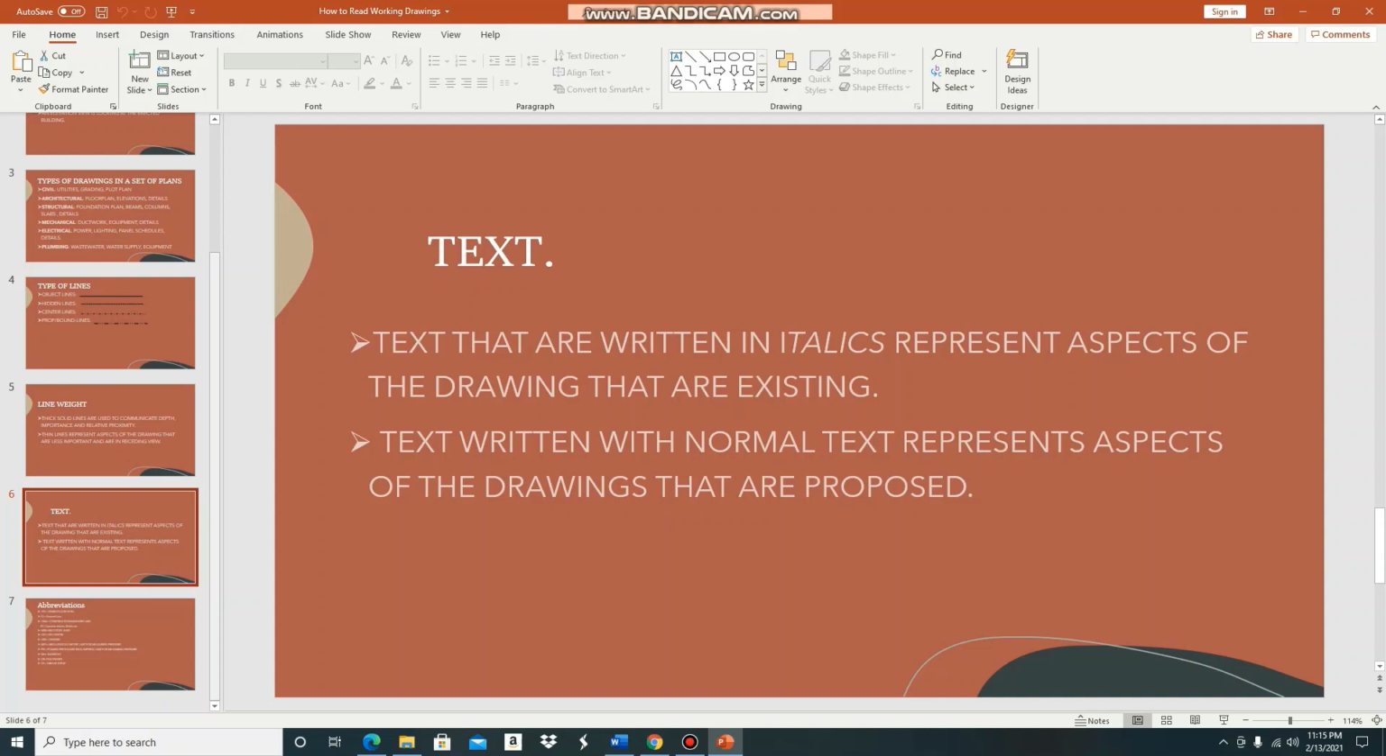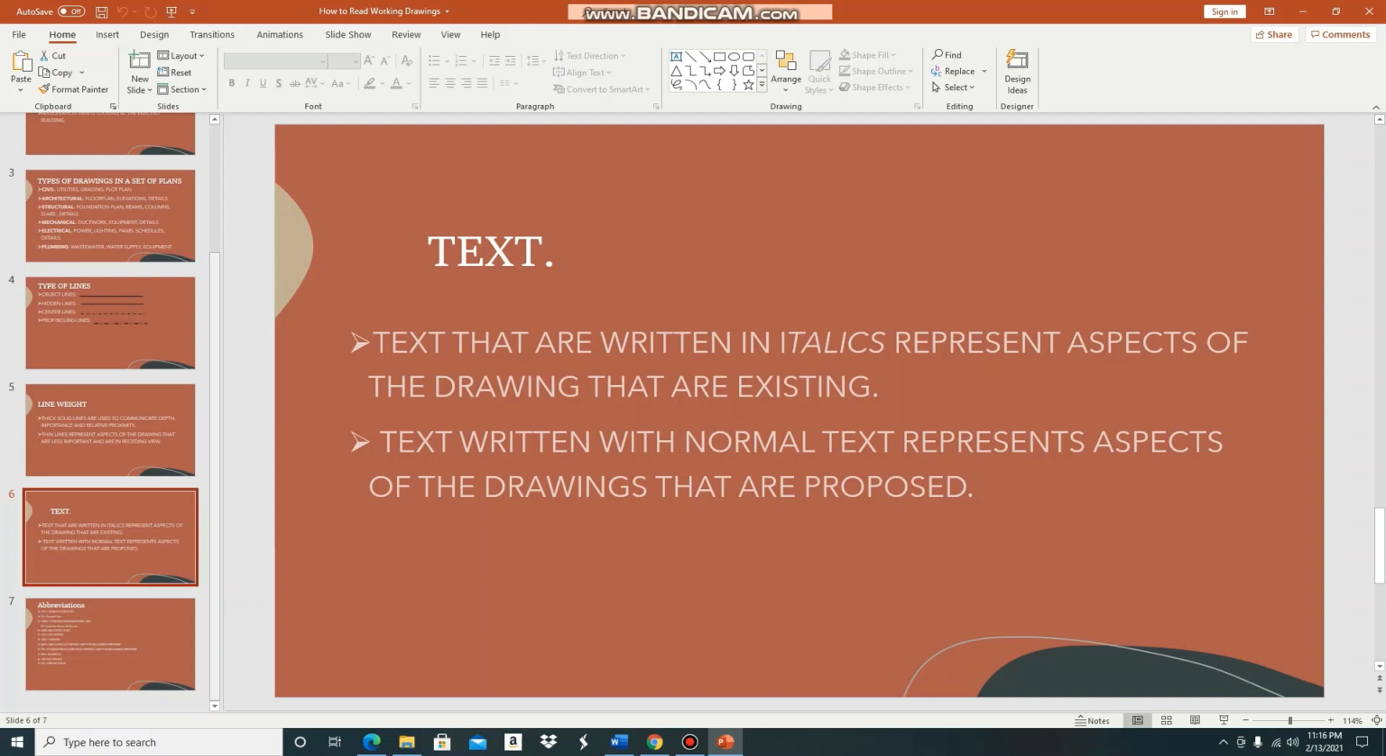So when you see a portion or a part of your building or structure that is written in italics, that is basically telling you that that portion of your structure is existing. And when you see text that is written in the normal way, that is generally for what is proposed. So that is really all where text is concerned. But just be mindful that when you see something written in italics, it means that it was existing prior to the proposed structure being built.